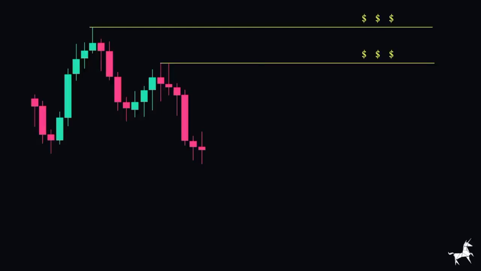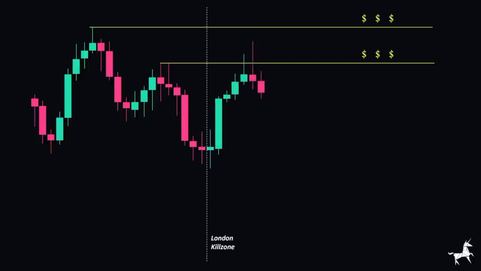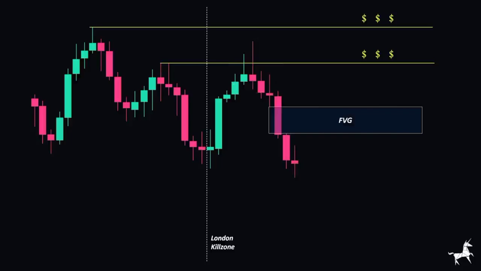Next, when the London kill zone begins, wait for the price to reach one of these liquidity levels and form a liquidity grab pattern. This usually happens when price briefly moves above the level, taking out stops before reversing. After the liquidity grab, wait for the market to create a fair value gap. This imbalance will act as our point of interest.